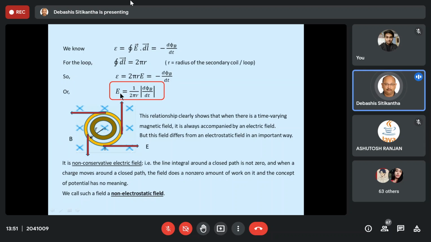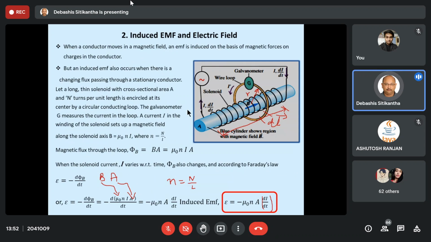So ultimately your E is nothing but, with some mathematical manipulation we can conclude that your electric field is equal to 1 by 2 pi r times the magnitude of the change in the magnetic field. So this relationship is also clearly showing us that a time varying magnetic field is always accompanied with an electric field. In the previous case, we were seeing the same thing.